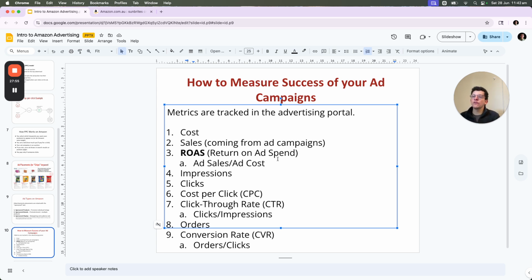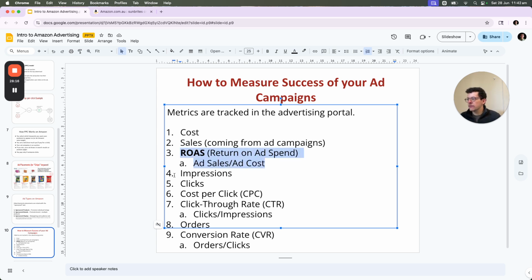For example, if you have $10 in sales coming from the ads and you've spent $5 in ad costs, 10 divided by 5 is 2, so it's a 200% return on ad spend. Meaning for every dollar you've put in, you've got $2 out. Probably the most common metric.